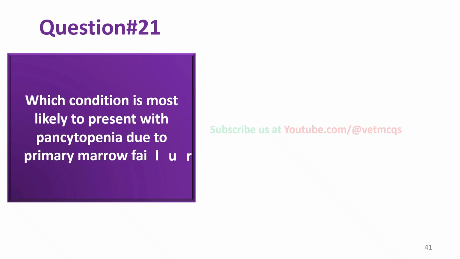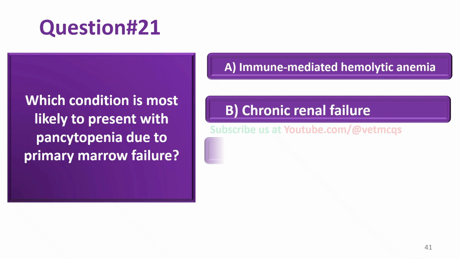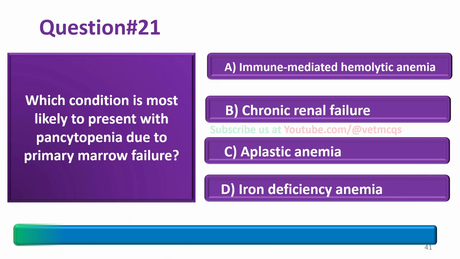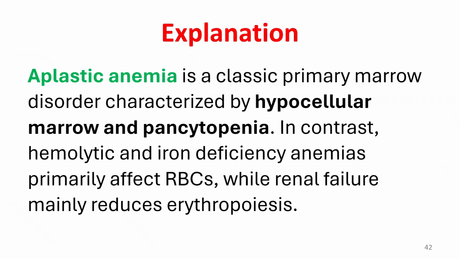Which condition is most likely to present with pancytopenia due to primary marrow failure? Immune-mediated hemolytic anemia, chronic renal failure, aplastic anemia, iron deficiency. And the correct answer is option C, that is aplastic anemia.